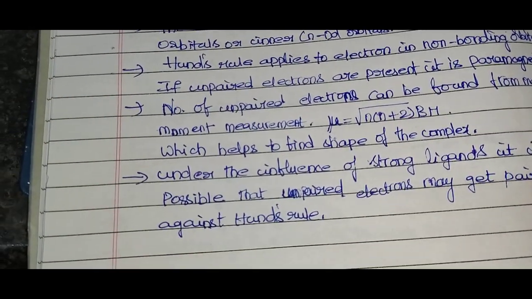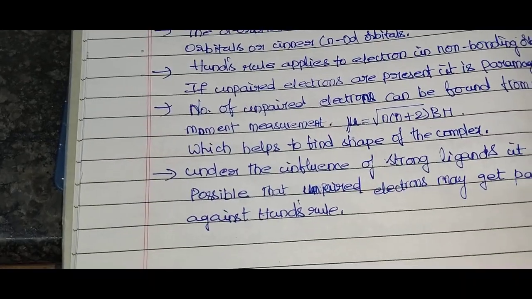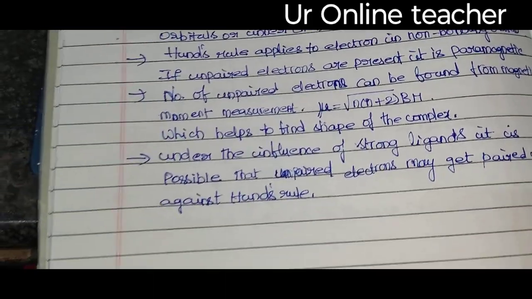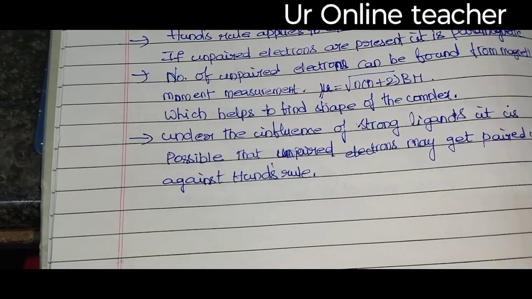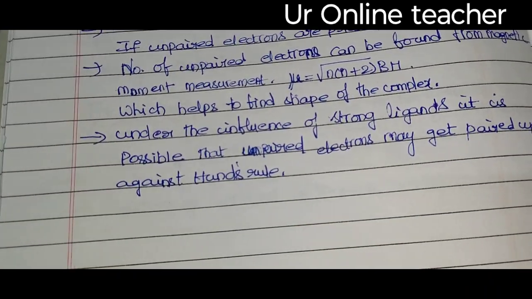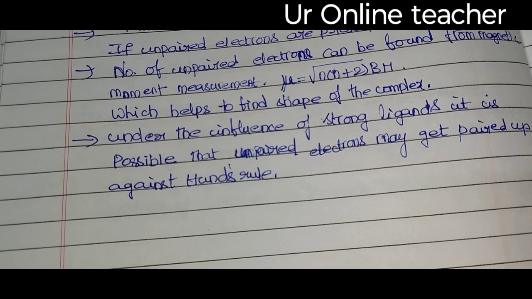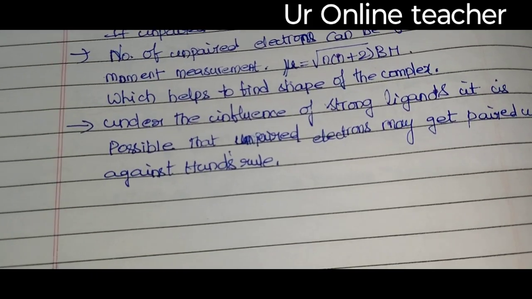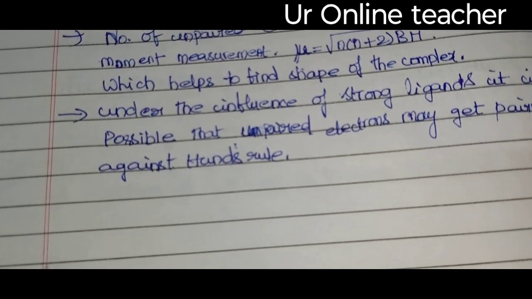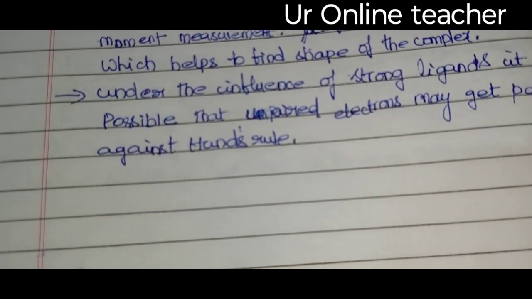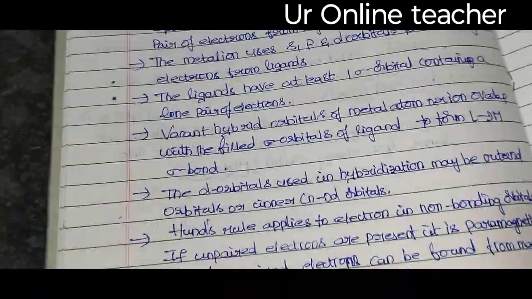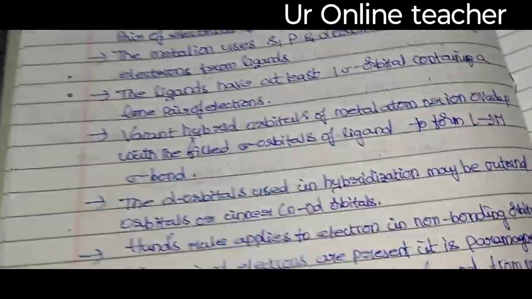Why should we find the number of unpaired electrons? It helps to find the shape of the complex. Under the influence of strong ligands, it is possible that unpaired electrons may get paired up, sometimes against Hund's rule. It will be explained in some examples. When we go to the examples, we will understand all these assumptions clearly.